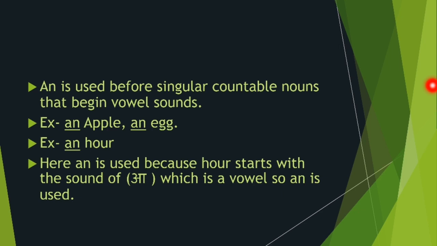So whenever you have to use a or an, first of all you have to check the sound that is coming at the beginning of the word. Which sound is coming at the start of that word, that you have to check. If it is a vowel sound, then you will use an, and if it is not a vowel sound, then you are going to use a.